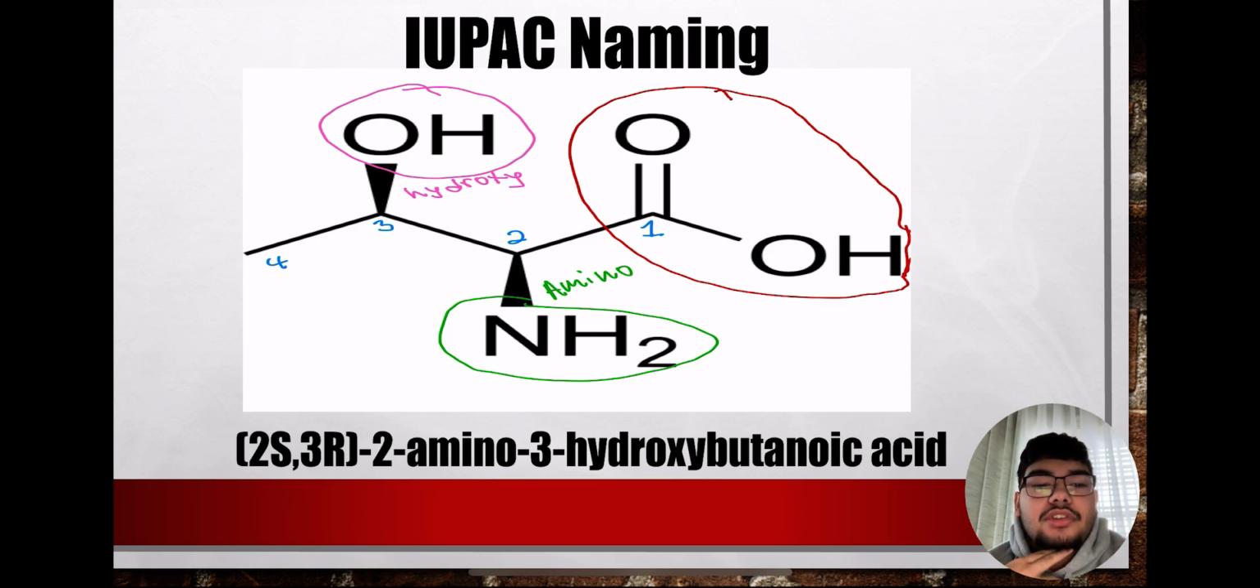So naming it, we'll start with the amino. It'll be 2 amino, 3 hydroxy. And then the carboxylic acid on the right, since the longest chain is a butane, it'll be called butyric acid. So the full name would be 2S3R, 2 amino, 3 hydroxy butyric acid.